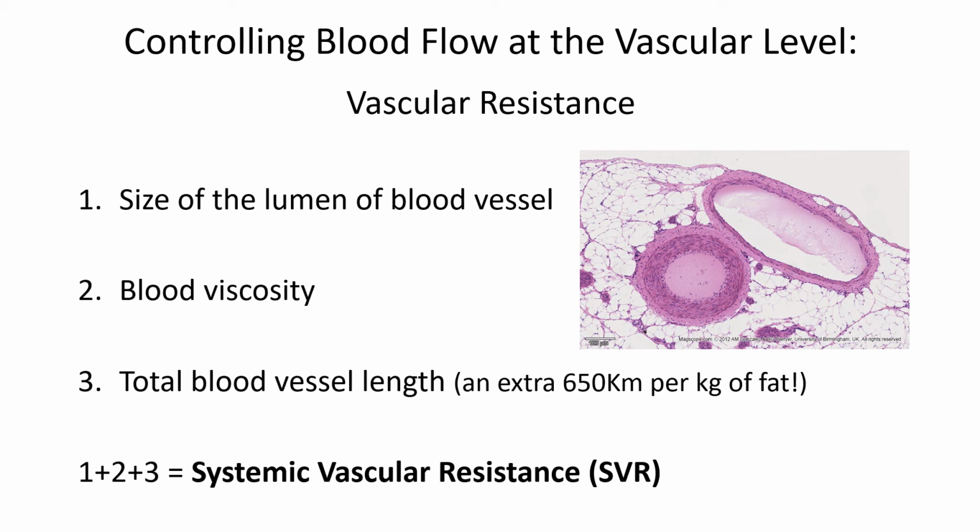This is a fascinating little fact here. If you add a kilogram of fat to your body, you add an additional 650 kilometers worth of blood vessels, mostly very tiny little capillaries. So now, with that additional distance that blood has to follow, you have to make a little bit more force at the heart. Your left ventricle has to push a little bit harder to get blood that extra distance. So the three of these together are going to amount to what's known as systemic vascular resistance.